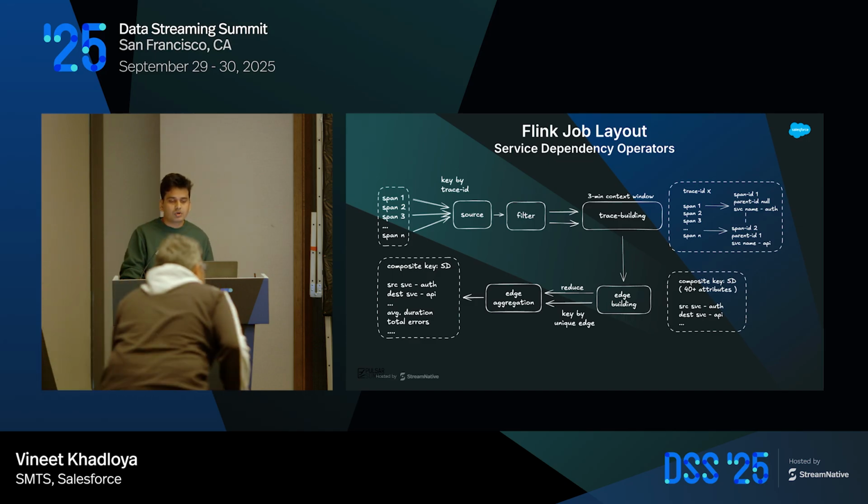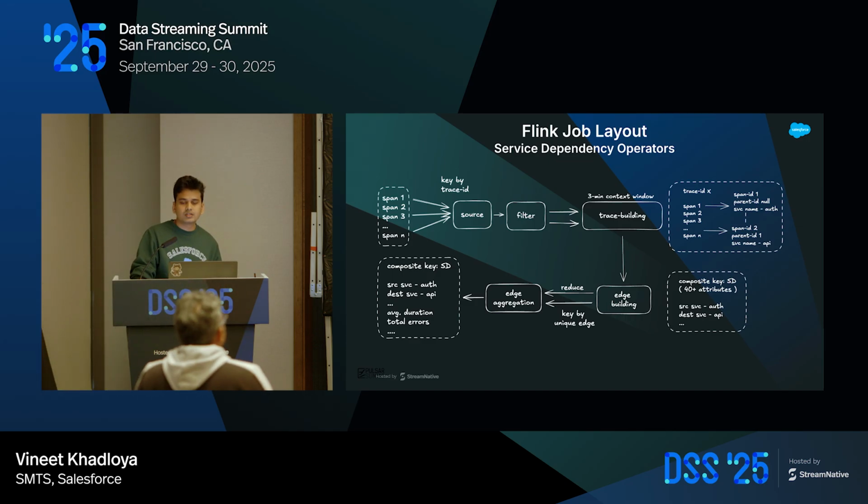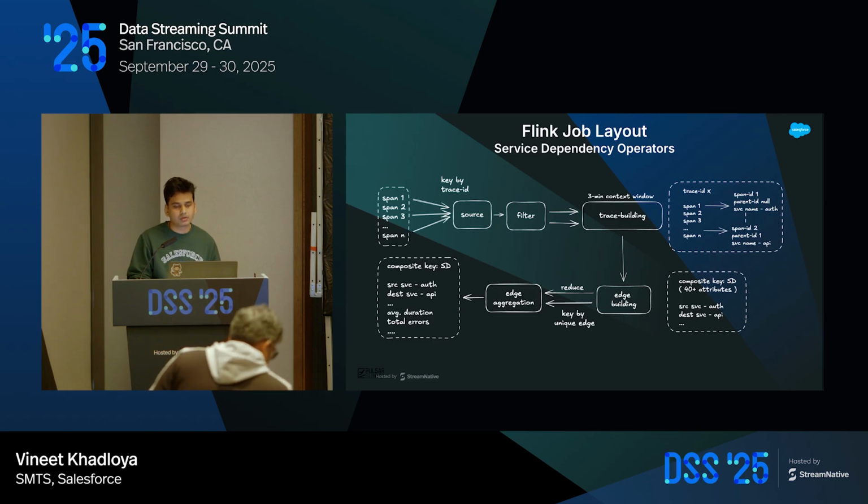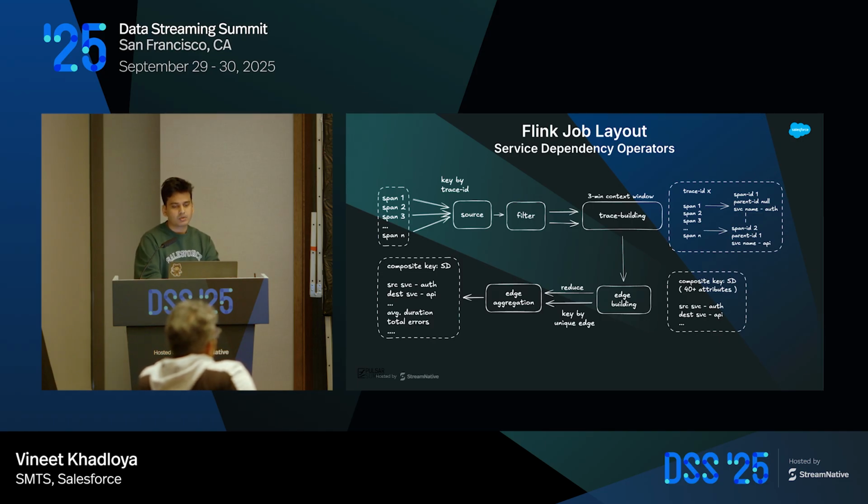So we start with the raw telemetry stream of spans, and we key this by trace ID at the source operator. What this guarantees is that all the spans end up on the same task manager, which we need for trace reconstruction. Next, once these keyed spans are passed through, we pass them through the filter operator. At this stage, we have various filtering strategies. I'll talk about 2 of the main filtering strategies. One is time-based filtering, and the second is service-based adaptive filtering.